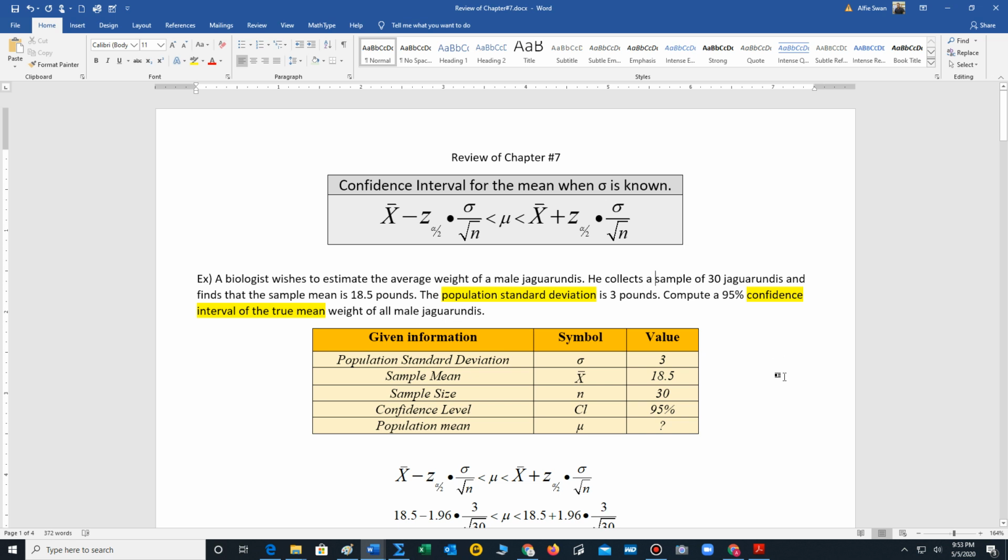So what I like to do is just label everything that we're going to be using. The population standard deviation is sigma. Well, we know that that's 3. Sample mean x bar, that's 18.5. Sample size n is 30. Confidence level is 95%. Population mean is unknown. That's what we're estimating. To find z, I'm going to show you how to look up z in table F.